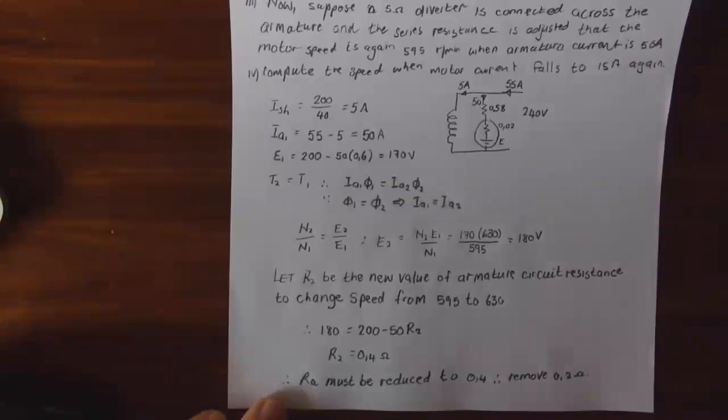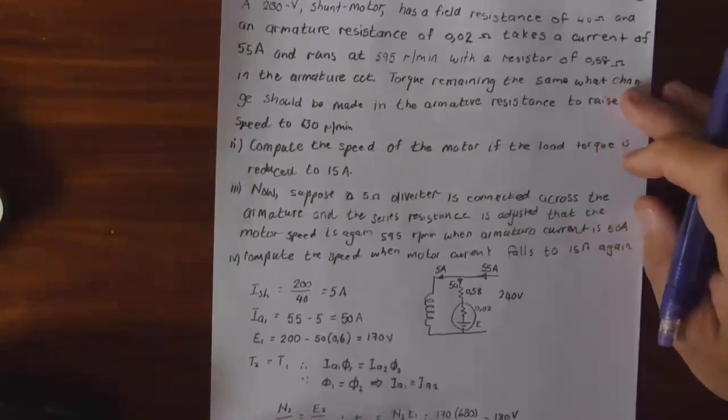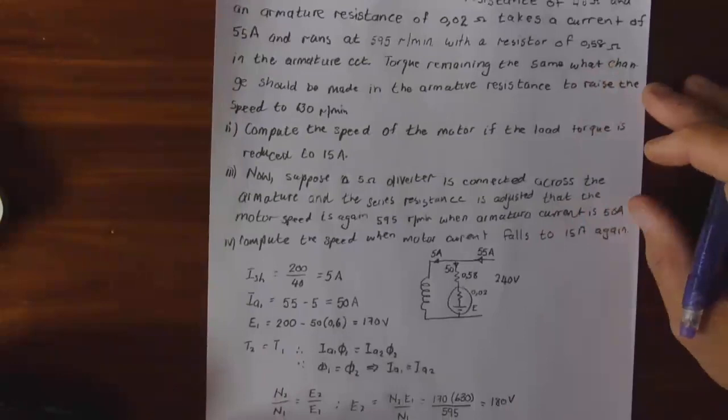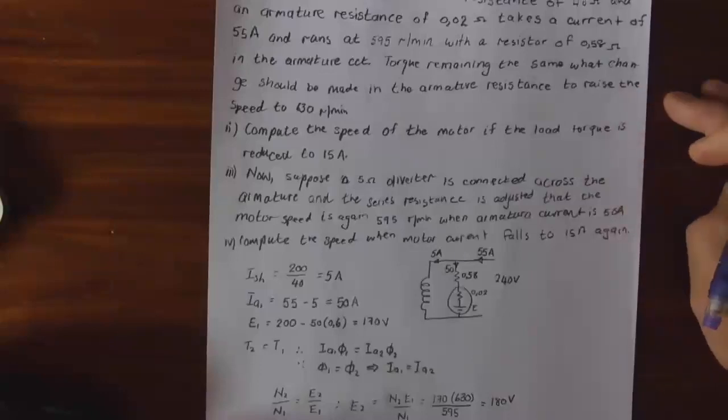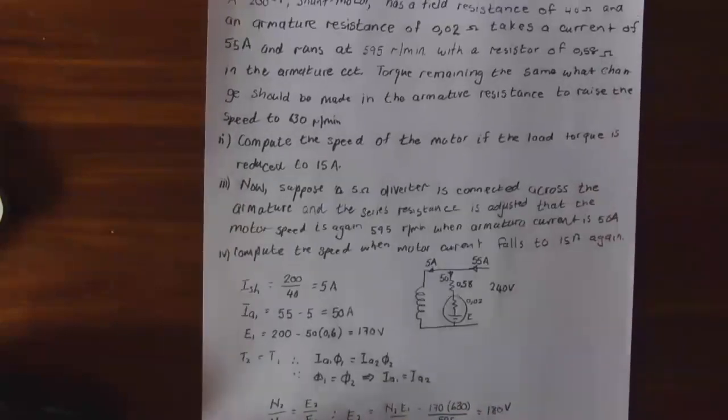That means we have to remove 0.2 ohms. Then thirdly, now suppose a 5 ohm diverter is connected across the armature and the series resistance is adjusted so that the motor speed again is 595 revs per minute when the armature current is 50 amp. We must compute the speed when the motor current falls to 15 amps again.